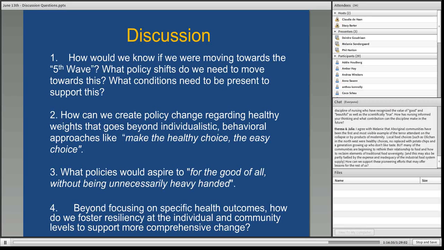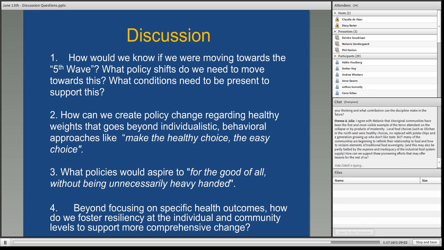Thank you. So there's a comment and question here from a couple of the participants saying, I agree with Melanie that Aboriginal communities have been the first and most visible example of the terror attendant on the collapse or byproducts of modernity. Local food choices such as oolichan in the northwest were healthy choices, now replaced with potato chips in a generation growing up who don't like the taste. But many of the communities are beginning to rethink their relationship to food and how to reclaim elements of traditional food sovereignty. And this may also be partly fueled by the expense and inadequacy of the industrial food system supply. How can we support these pioneering efforts that may offer lessons for the rest of us? Do you have thoughts about that, Melanie?